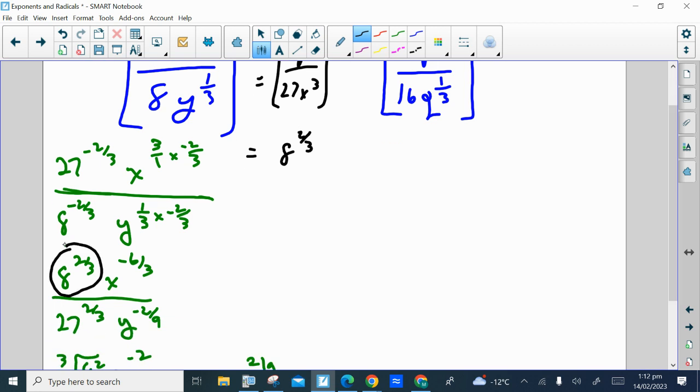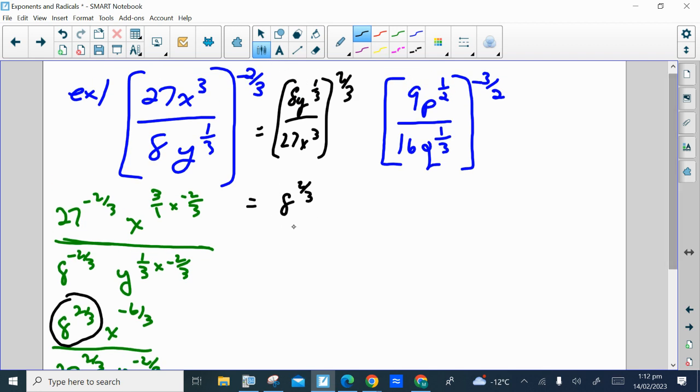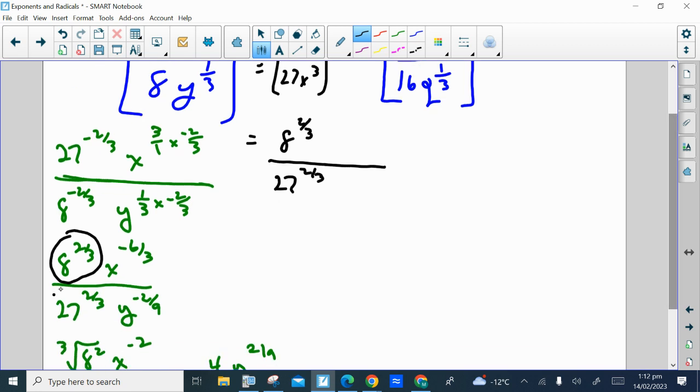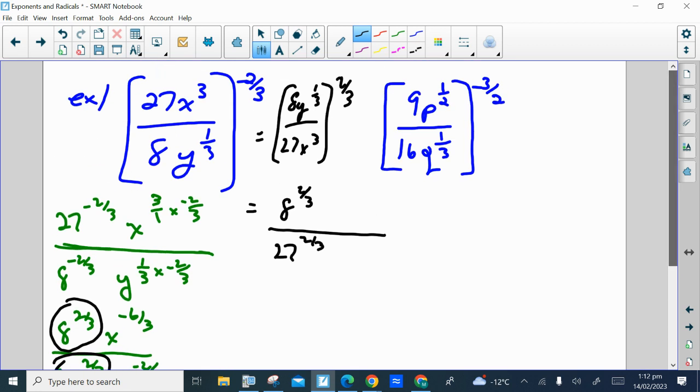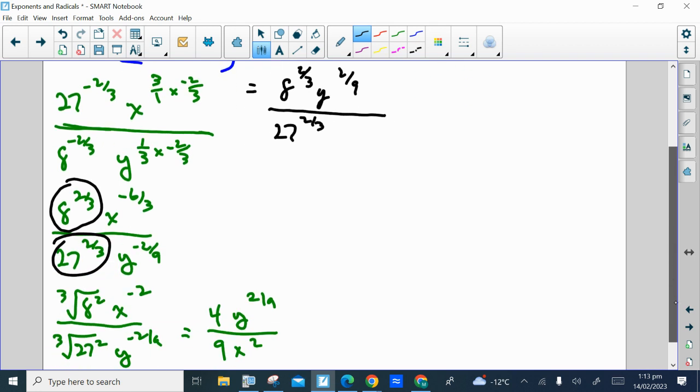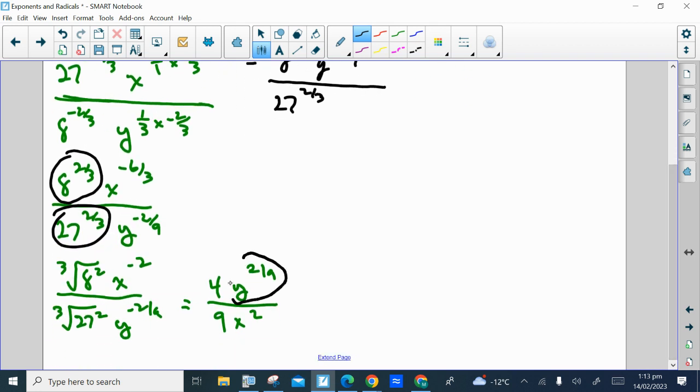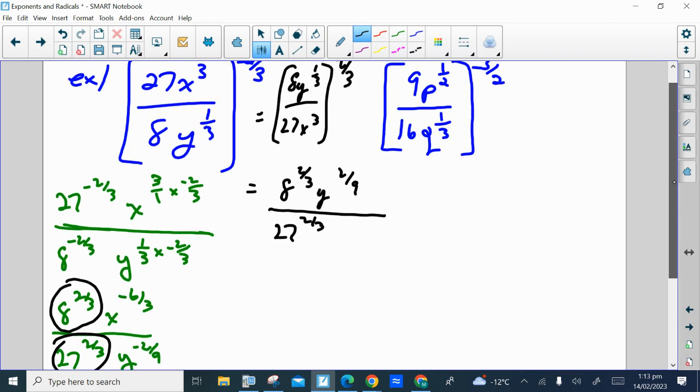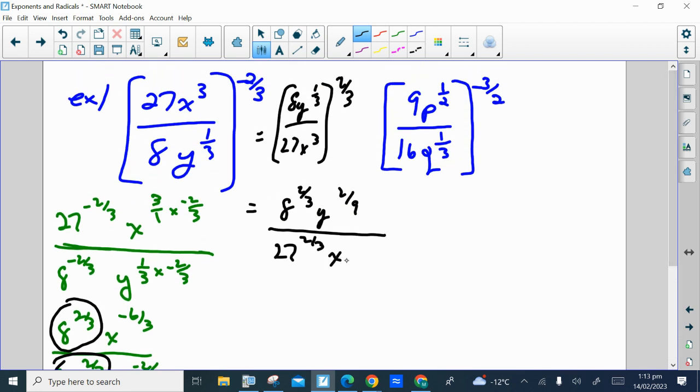I'm going to have 27 to the 2/3 on the bottom, which again is what I have right there. When I multiply the exponents for the y, it'll be y to the power 1 times 2 over 3 times 3. That gives me y to the 2/9 on top, which matches what I have right there. And on the bottom, when I multiply the exponents, it'll be x to the power 3 over 1 times 2 over 3. That'll give us 6 over 3, or 2.